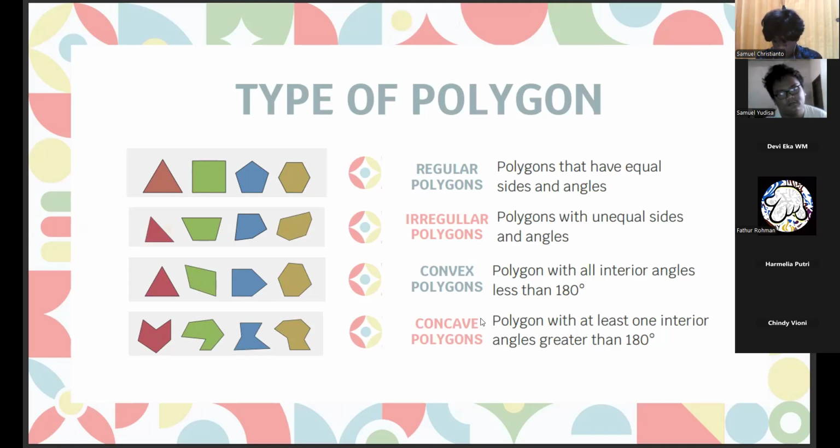The last type of polygon is the concave polygon. Concave polygons are polygons with at least one interior angle greater than 180 degrees, or a reflex angle. This is the example. We have one here with a reflex angle that is greater than 180 degrees. This also has one greater than 180 degrees. This also has two, and the last shape is also a concave polygon with two reflex angles.